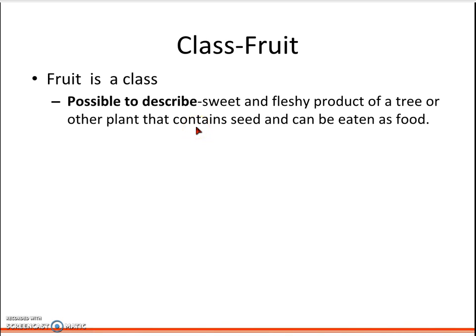But suppose I ask you to draw a fruit. Is it possible? You can draw an apple. Can you draw an orange? Can you draw a watermelon? But is it possible to draw a fruit? No, it is impossible, because fruit is not an object, fruit is a class. So a class is a blueprint of an object.